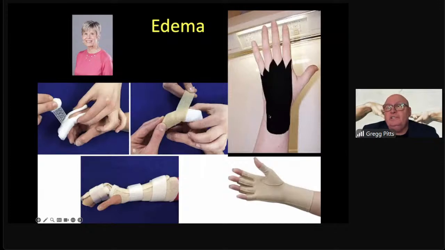The other is kinesio tape and edema gloves. Just beware of the edema gloves and make sure you break the elastic at the proximal end so it doesn't become a tourniquet.